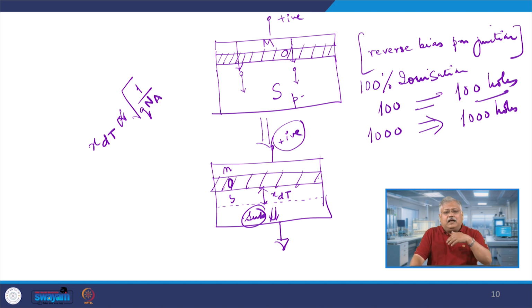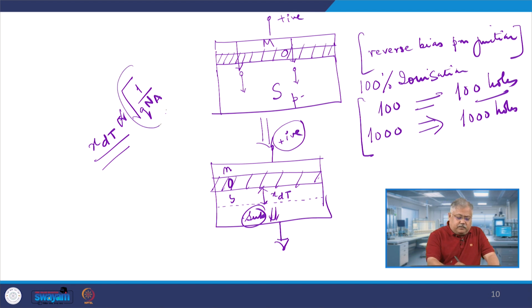The thin region will have exactly the same number of holes as earlier, because the charge density is also very large. That is the reason x dt, which is the maximum depth of the transition region or the depletion region, is inversely proportional to the doping concentration of the acceptor ion, right. At this stage, I am again assuming that there are no interface trap charges.